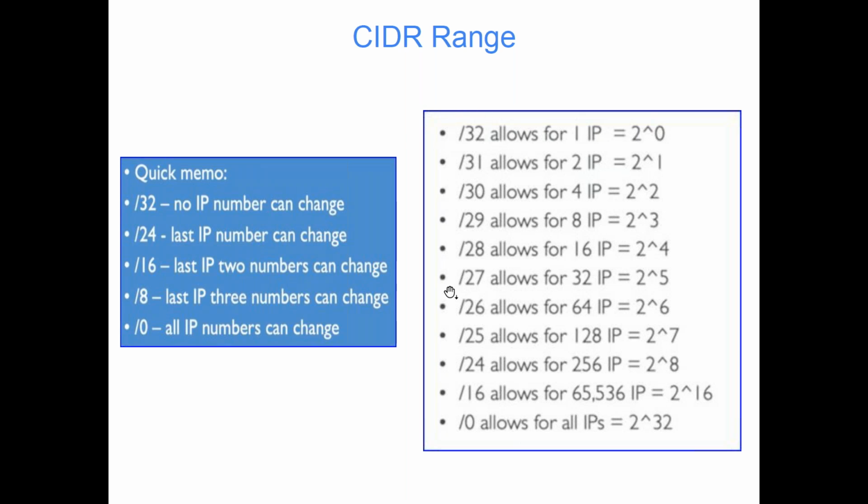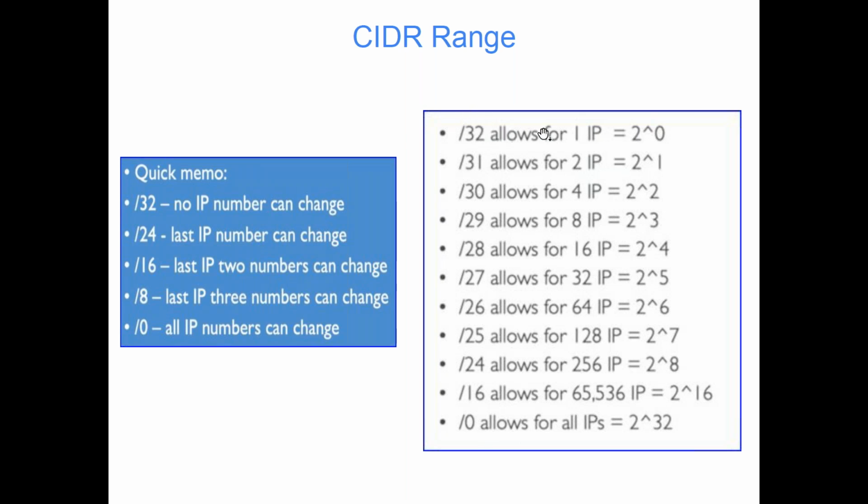So this CIDR range is a very important concept, and it will be applicable to all the networking components, VPC, whether it's a subnet or other things like network ACL or security groups. Everywhere these numbers will play a very important role. You don't need to remember all these things. The only thing you should understand is that the highest number possible is 32 and the lowest number possible is 0, and the higher the number, the lower the range.